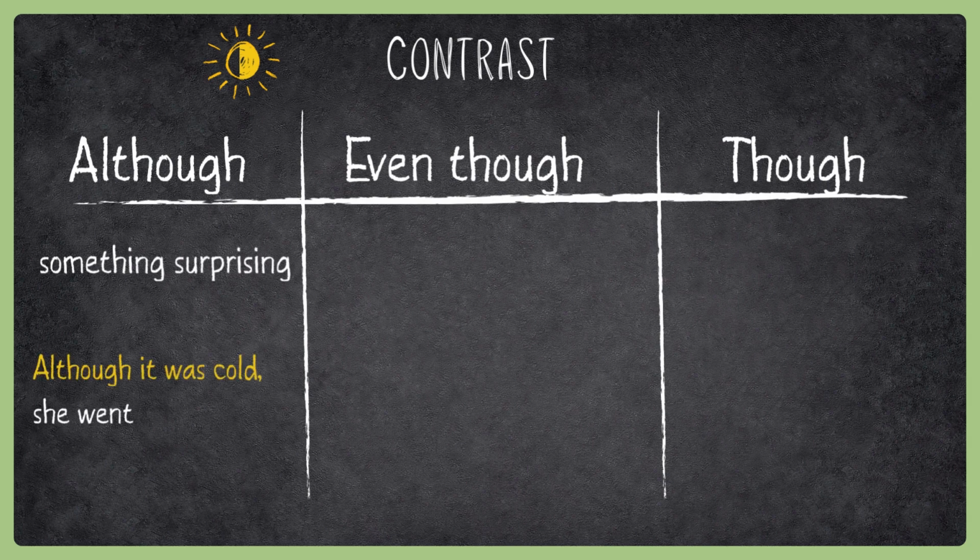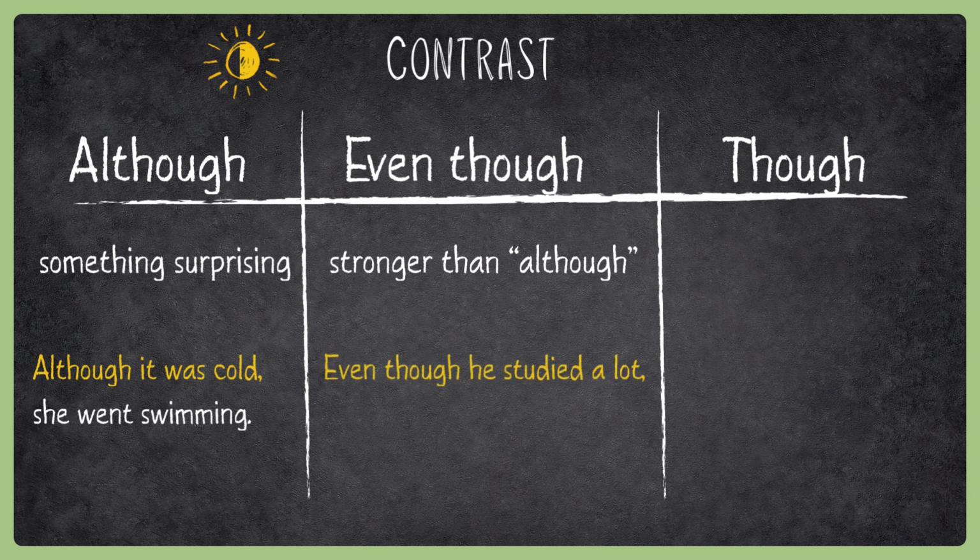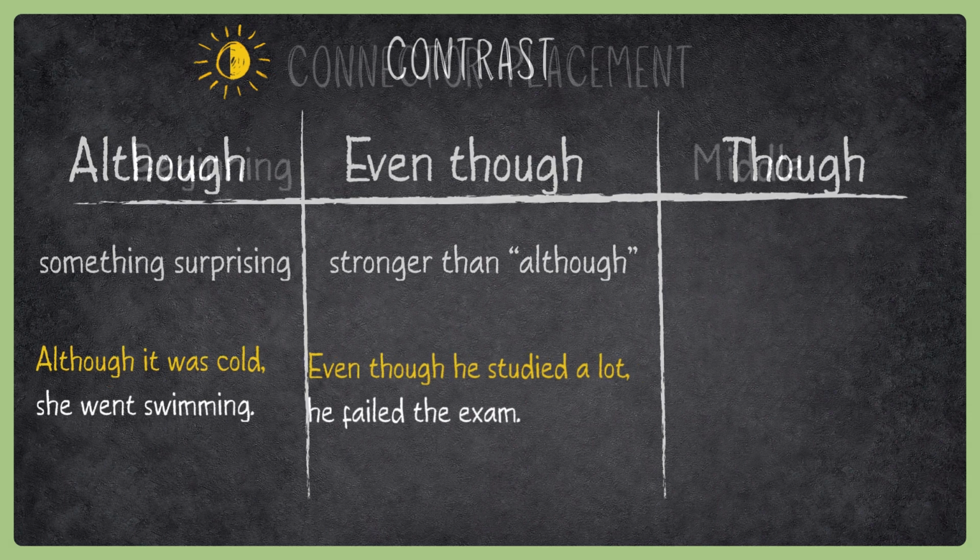Although it was cold, she went swimming. It means it's surprising that she went swimming because it was cold. Even though is stronger than although. It makes the contrast clearer and more emphatic. Even though he studied a lot, he failed the exam. Here, the result is unexpected. He studied hard, but still failed.